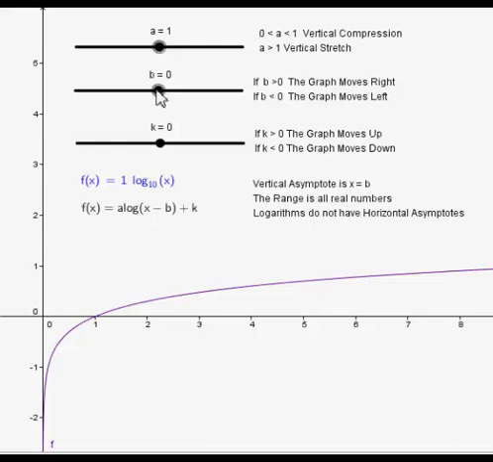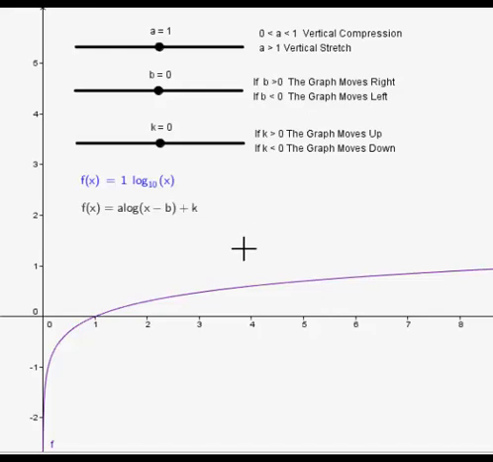Notice when I vary a, b, and k in the video, there are three things that remain true. The vertical asymptote of the function will always be x equals b. Right now b is 0. The range of the logarithm will always be all real numbers, regardless of these three values. And logarithms never have horizontal asymptotes, regardless of these three values. I'm going to vary these parameters one at a time.